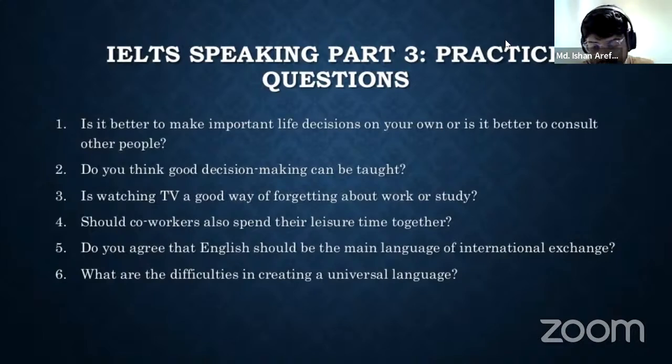The next homework of this class is answering this question: do you think good decision making can be taught? Make a video of this and post it in the Facebook group. I am not seeing any participation of you in the homework section. You are not submitting your homeworks for the IELTS course. So try to submit your answer, and I'll be watching your videos and giving you feedback. So the homework is: do you think good decision making can be taught? I hope that you'll make a video to answer this question.